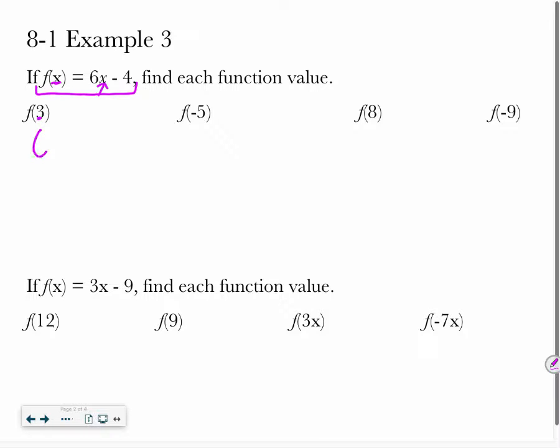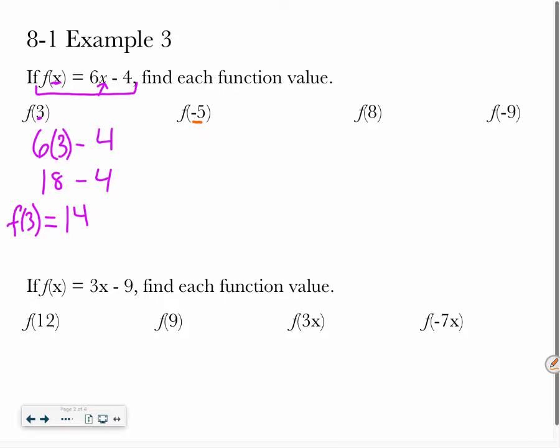So that means instead of 6 times x, I have 6 times 3 minus 4. So 6 times 3 minus 4, 18 minus 4. 18 minus 4 is 14. So I say f of 3 equals 14. And that is my answer. I move on. Let's try another one.